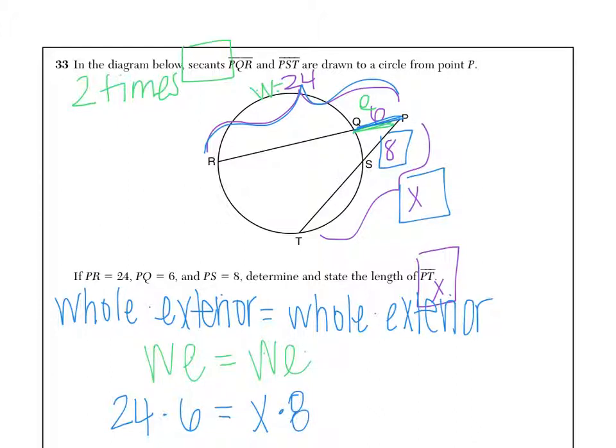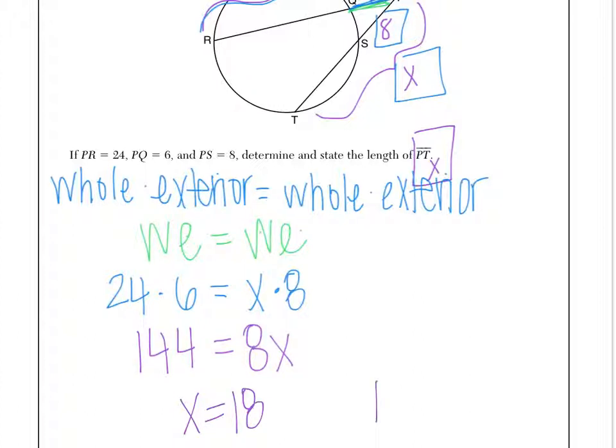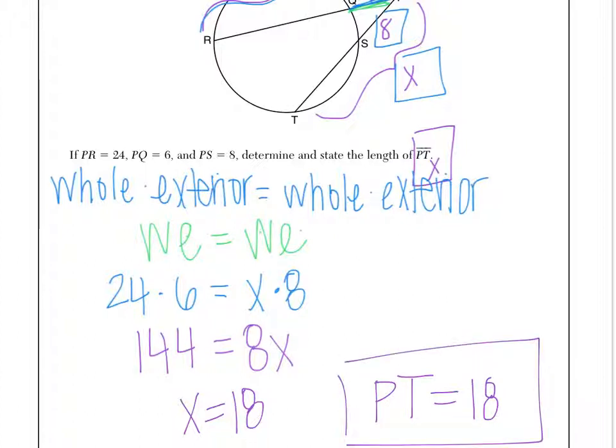And then all you have to do here is just simply solve. So we have 24 times 6, so 144 equals 8x. Divide by 8 and you get x equals 18. So because we called PT x, then our final answer is just that PT equals 18.